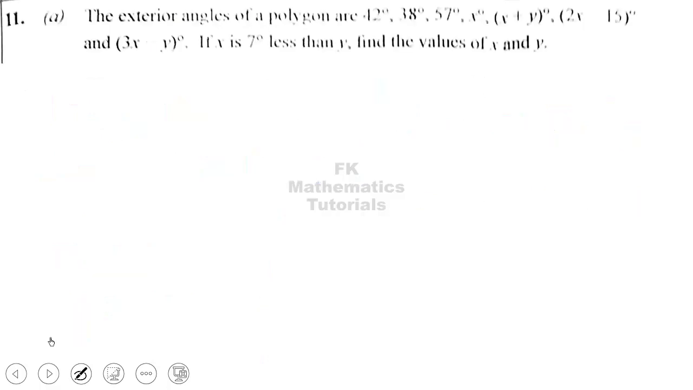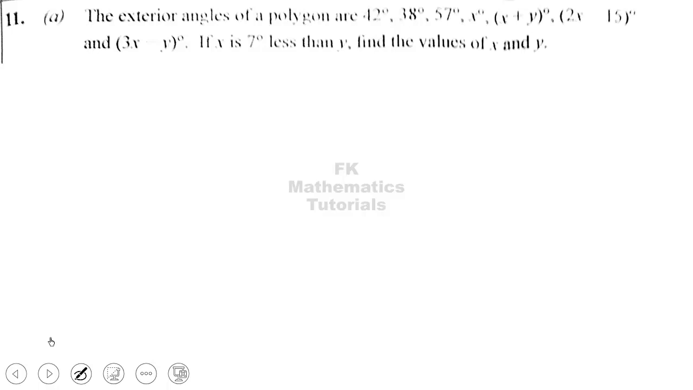The exterior angles of a polygon are 42 degrees, 38, 57, x degrees, x plus y degrees, 2x minus 15 degrees, and 3x minus y degrees. If x is 7 degrees less than y, find the values of x and y.